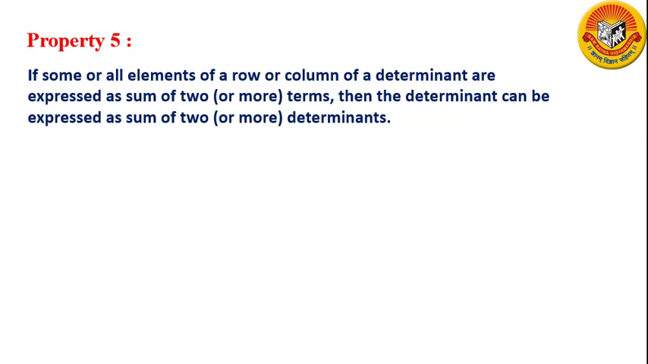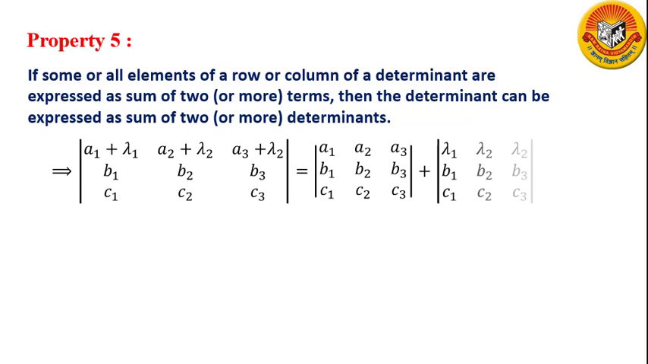Property number 5. If all elements of a row or column of a determinant are expressed as a sum of two terms, then the determinant can be expressed as a sum of two determinants. See here, in the first row the elements are A1 plus lambda 1, A2 plus lambda 2, A3 plus lambda 3. That means all the elements of the first row are expressed as a sum of two elements. Therefore I can write this determinant as a sum of two determinants, as given on the right hand side.